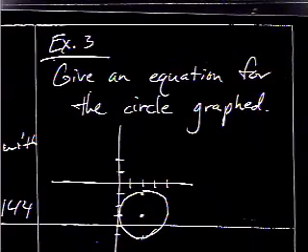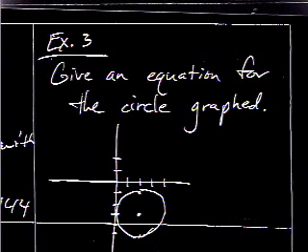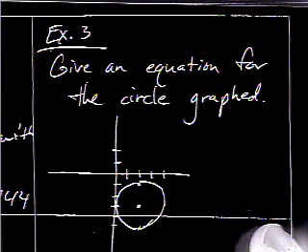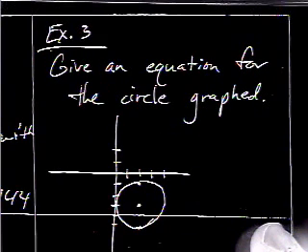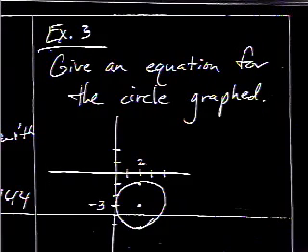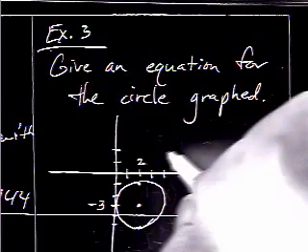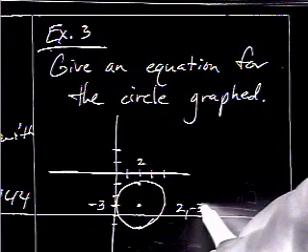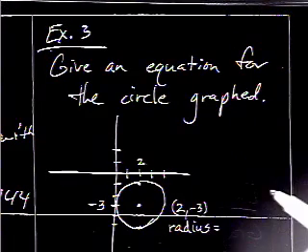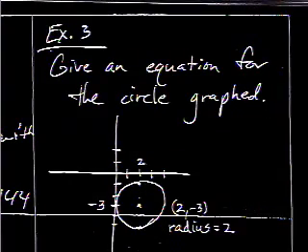So, example 3. This one is not exactly like example 3 in the book, but it's pretty much the same idea. I think this would be more of a worthy test or quiz question. Give an equation for the circle graphed. So in other words, instead of me handing you the center, you have to look at this and tell me what it is. Well, it looks like the x value is 2 and the y value is negative 3. So we are at the center 2, negative 3, with a radius equal to 2.